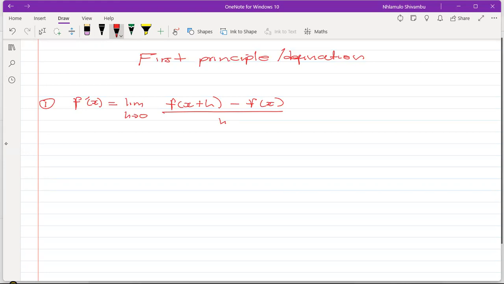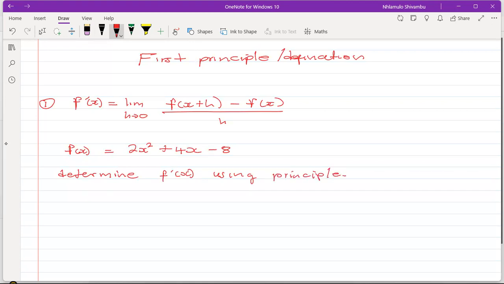So let's say, for example, we're given f of x equals 2x squared plus 4x minus 8. And then we're told to determine f prime x using first principle. This is an example that I'm going to show you. So if we're given this function, and we're told to differentiate or to determine the derivative using first principle.